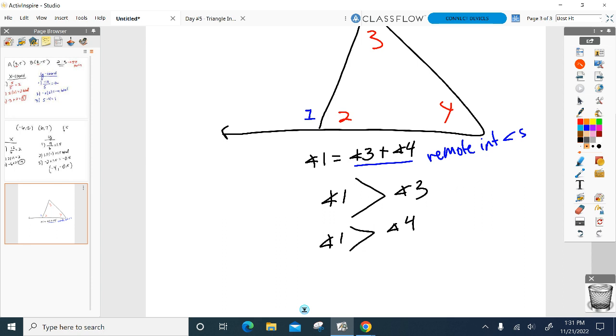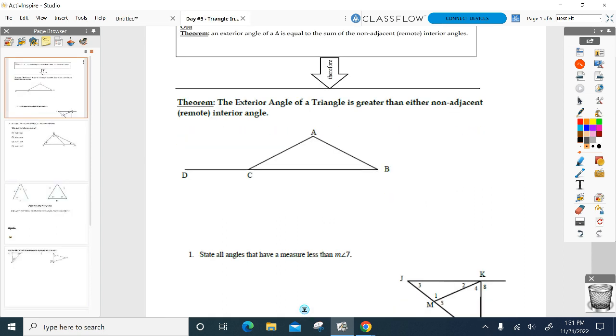An exterior angle will always be bigger than either of the, what are these called one more time? Remote interior angles. All right, always. And that's what the first theorem says there on your paper. All right, so let's apply it. Take my diagram right here.